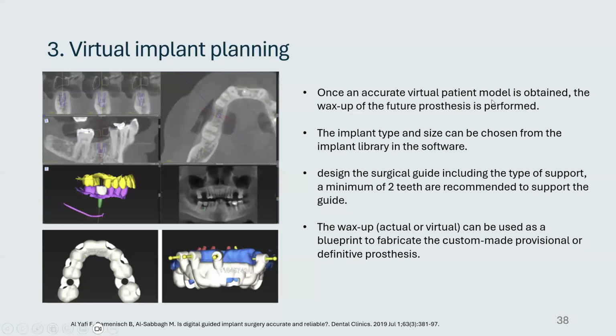Okay, now we have an accurate virtual patient model, and we are ready to make our virtual planning. We can choose now the implant type and implant size according to the available bone. We can choose the type of the prosthesis, the abutments, and we can design the surgical guide. After we decide the type of the support, and as we said, we need at least 2 teeth to support the guide, we can make the virtual wax-up, and this wax-up can be used to fabricate custom-made provisional restorations for immediate loading or definitive prosthesis.